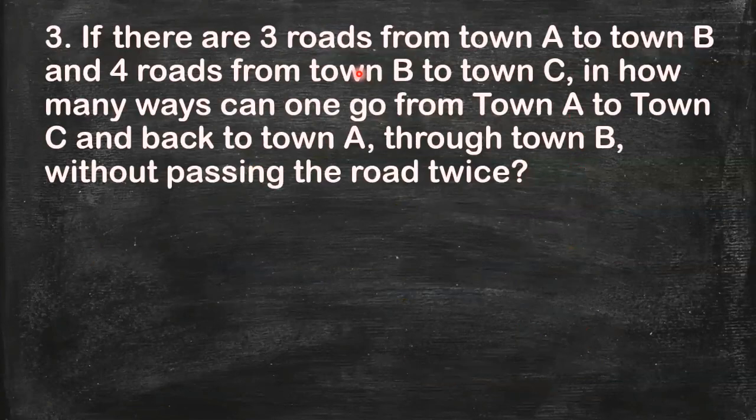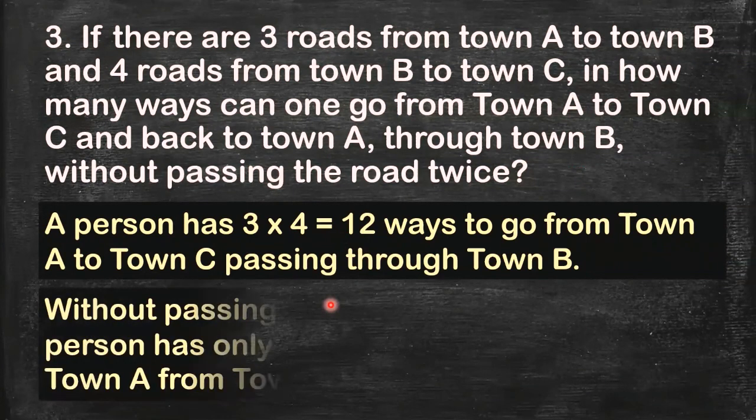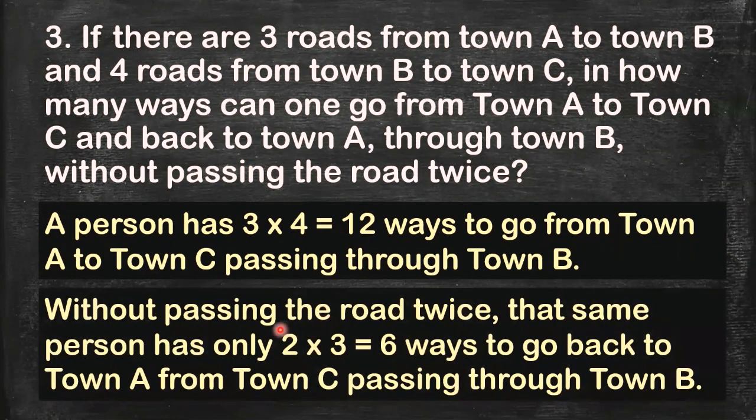So, let's go back to our problem. From town A to town C, we have 12 ways, passing through town B. Now, yung pabalik, from town C going back to town A, with this special condition, without passing the road twice, the person has 6 ways na lamang to go back to town A, passing through town B.